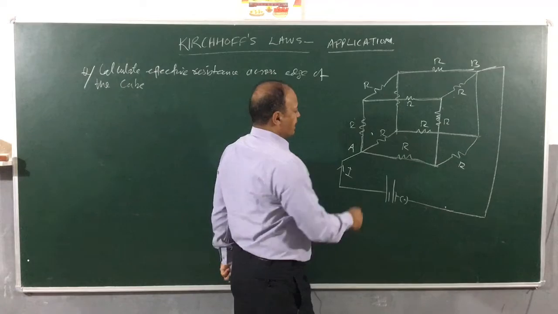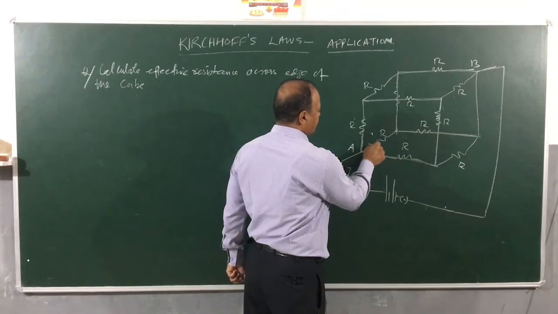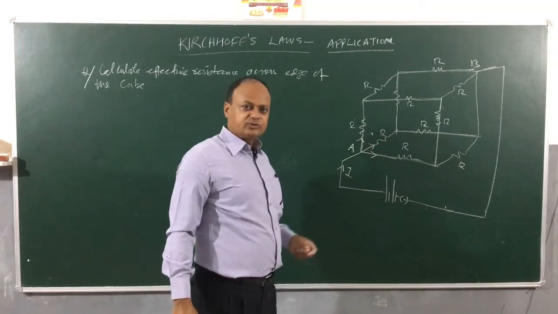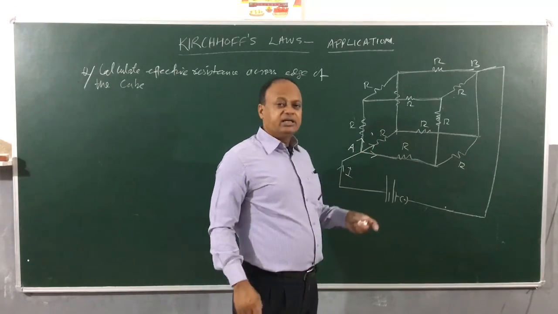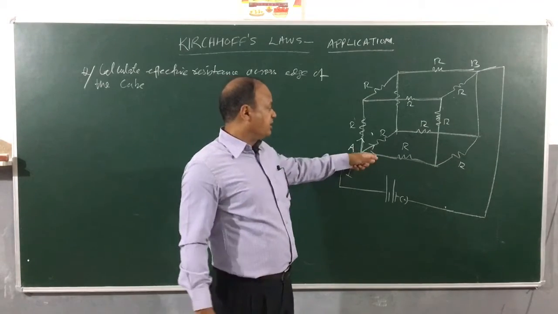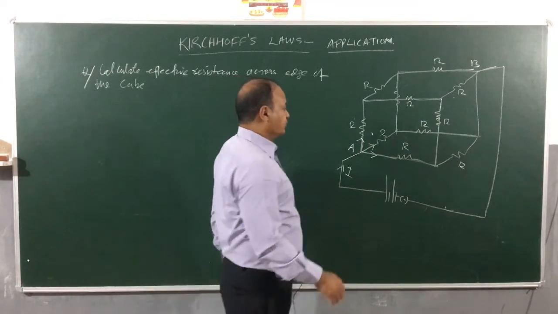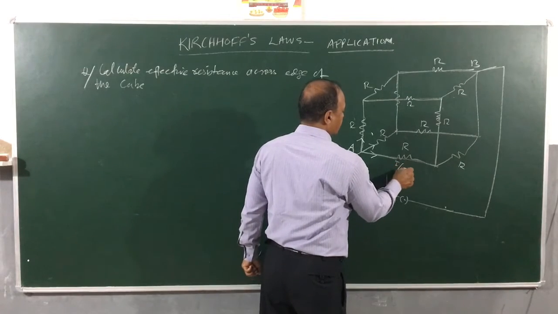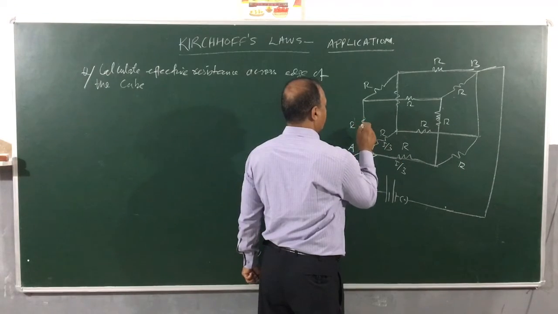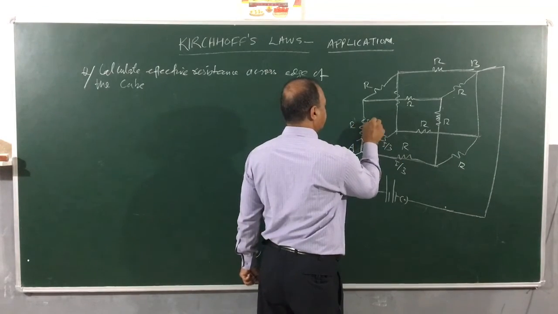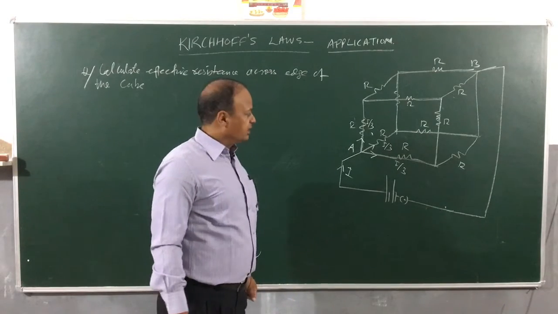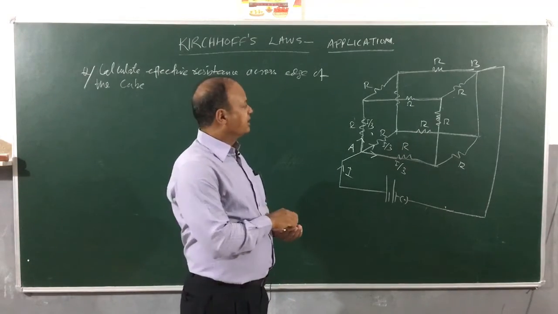Battery is supplying what current? I. Now, this current I at point A is splitting into how many branches? 3 branches. You can see each resistance is R. So that means this current I will be divided equally in 3 branches. So this current will be how much? I by 3. This current will be I by 3. And this current will also be how much? I by 3. Clear?